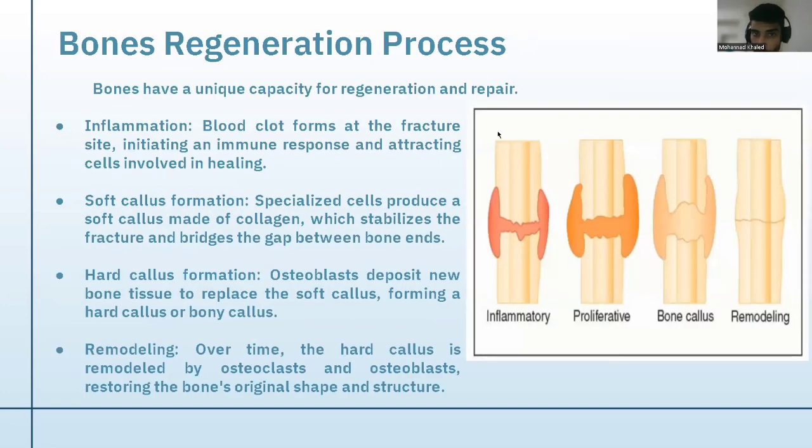For the regeneration process, bone has a unique ability of regeneration and repair. It starts with 4 stages. First of all, inflammation, which makes a blood clot at the fracture and causes an immune response, attracting the cells involved in the healing process. Then the soft callus formation and the hard callus formation, which makes a collagen that stabilizes the fracture and bridges the gap between bone ends, where this part is later changed by osteoblasts to be replaced by a hard or bony callus. And then the remodeling process: over time, the hard callus is remodeled by osteoclasts and osteoblasts, restoring the bone's original shape and structure.